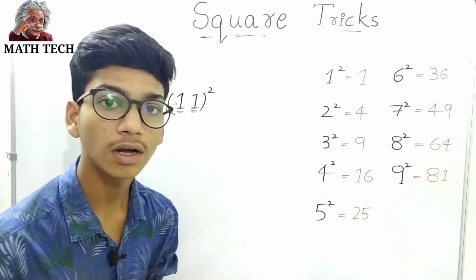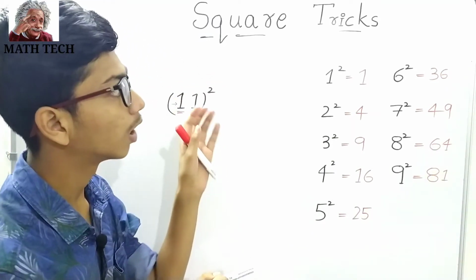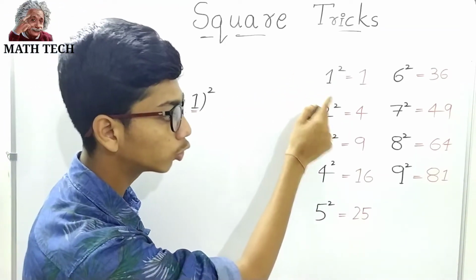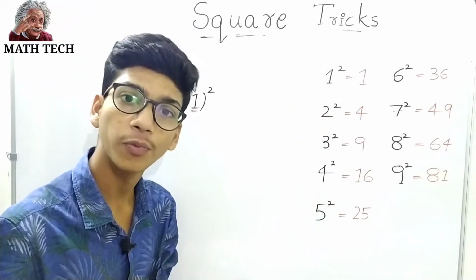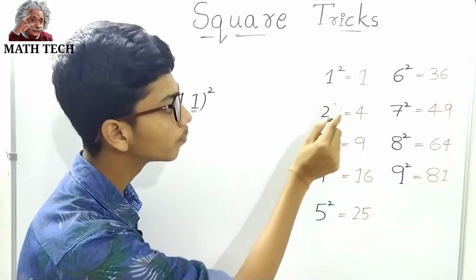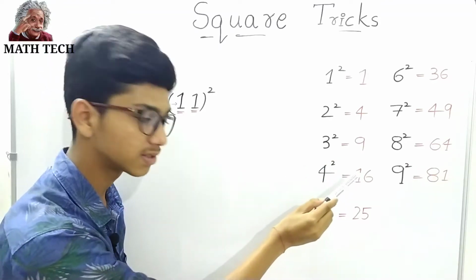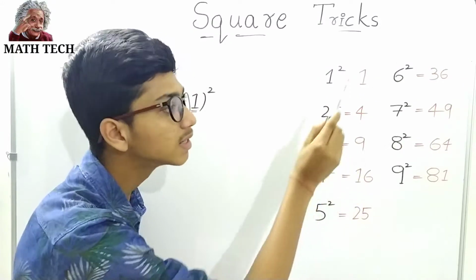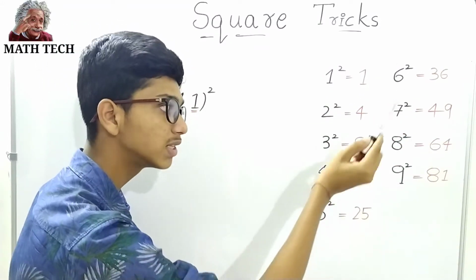To find any square from 1 to 100, that is any 2-digit square, first of all, you should know the basics about the squares of 1 to 9. I hope you know these values, but let us once recall them. 1 square is 1, 2 square is 4, 3 square is 9, 4 square is 16, 5 square is 25, 6 square is 36, 7 square is 49, 8 square is 64 and 9 square is 81.